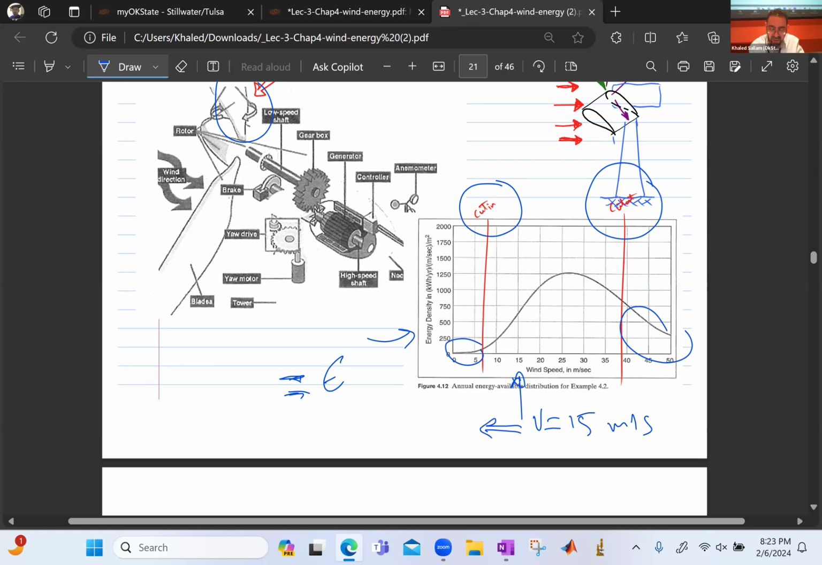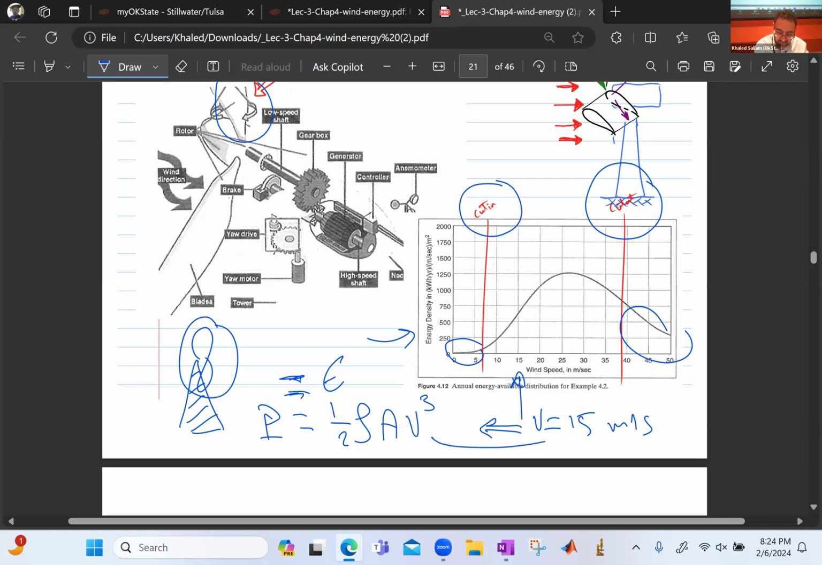How? If the velocity in the wind is right now 15 meters per second, how much power is available for that turbine to harvest? The power would be half rho A V cube. So that 15 will come here. That area is the swept area, right? And rho is 1.2. So that is the power. But how much energy? And the unit, of course, is watt or kilowatt or megawatt, right?